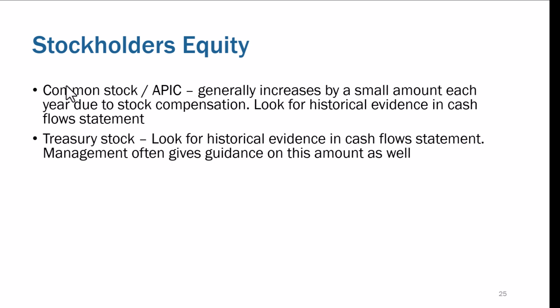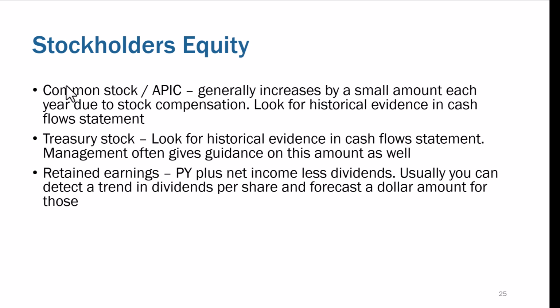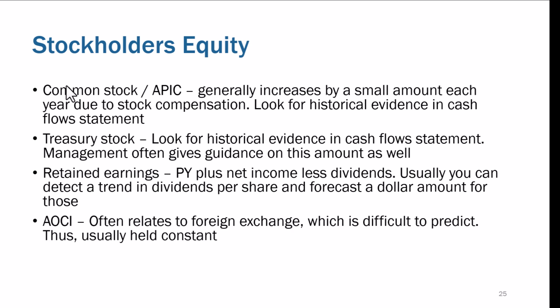Treasury stock, this is one of the more complex ones to forecast if a company is doing share buybacks, and that's because it does not follow a consistent trend like almost every other account does to some extent. This can be all over the board. So we can look for trends on the cash flow statement. We can look for management guidance on this one as well. Retained earnings, we're going to use the prior year and then add in net income and subtract out dividends. We don't want to do this as a percentage of sales. Oftentimes, we can see a trend in dividends per share and then forecast a dollar amount for that based on how many shares are outstanding.